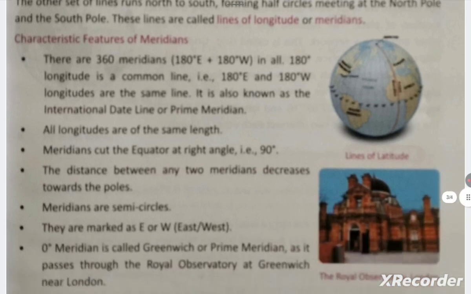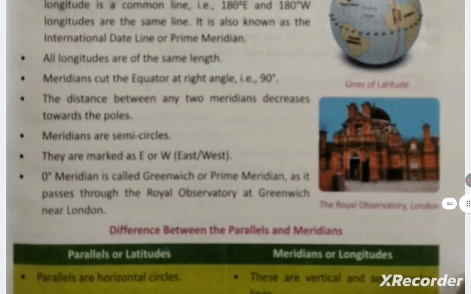All longitudes are of the same length. Meridians cut the equator at right angle. It means 90 degree. The distance between any two meridians decreases towards the poles. Meridians are semicircles. They are marked as east or west, E or W. 0 degree meridian is called Greenwich or prime meridian as it passes through the Royal Observatory at Greenwich near London.